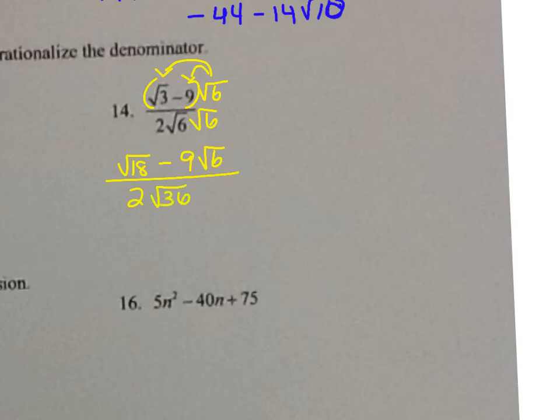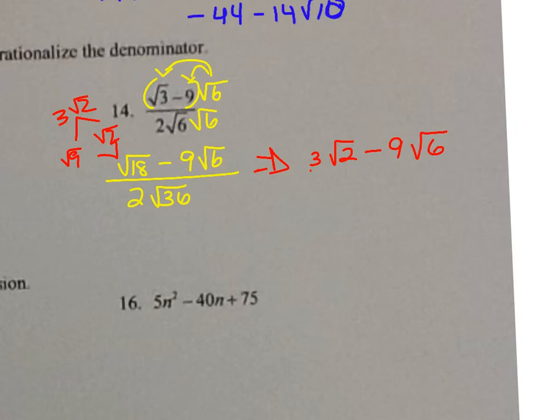All right, so we need to simplify. So the square root of 18 simplifies and becomes the square root of 9 times the square root of 2. The square root of 9 is 3, so it would be 3 the square root of 2. So it would be 3 the square root of 2 minus 9 the square root of 6 over, well, this is 2 times 6, which is 12.